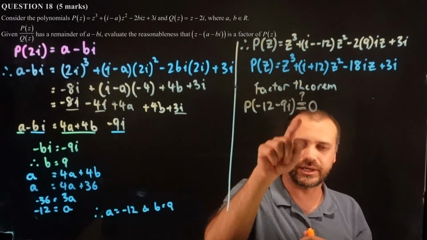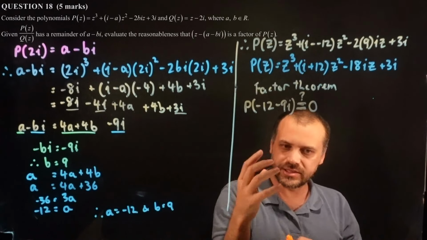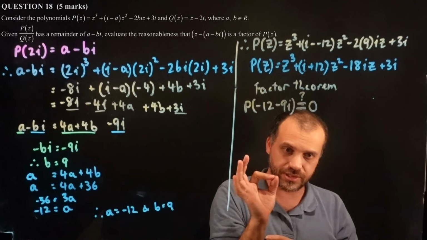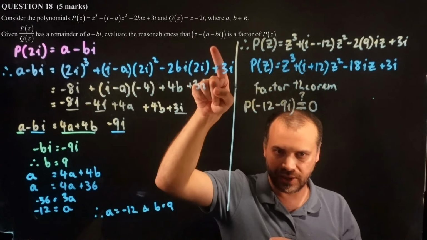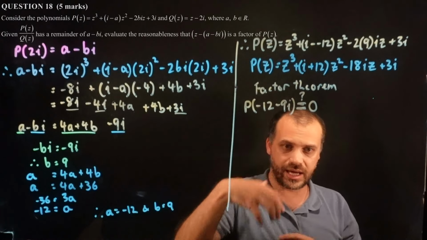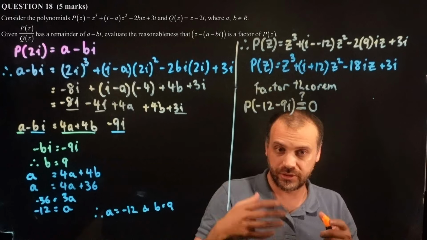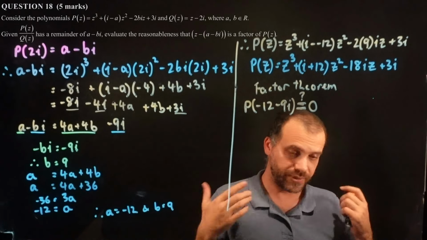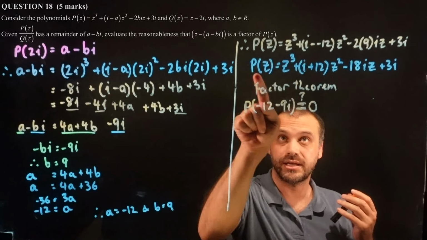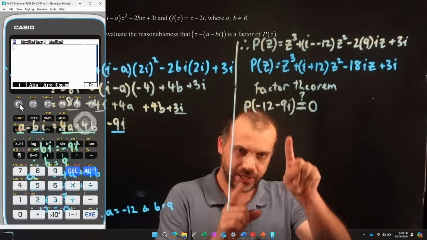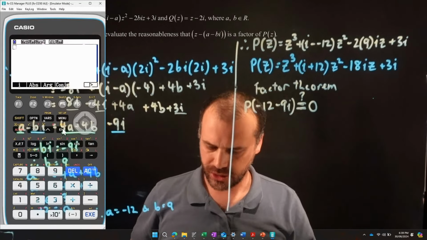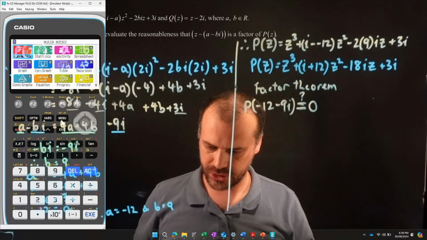All right, so I've put a little question mark 0 here. That's to say that if I put negative 12 minus 9i in here and it is equal to 0, then the claim that this is a factor is true. If I put it in and it's not equal to 0, then the claim that this is a factor is false. So nothing left to do but to put this in to p of z. Now I can do all of that with my calculator, so I am going to do it with my calculator. So I'll just show you how I've done that, just so you can see it.